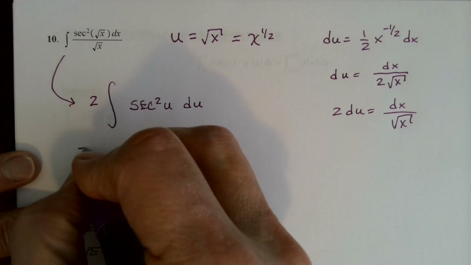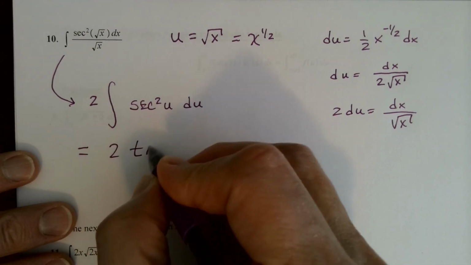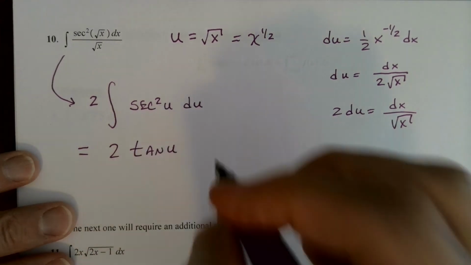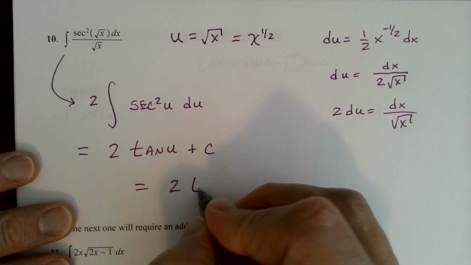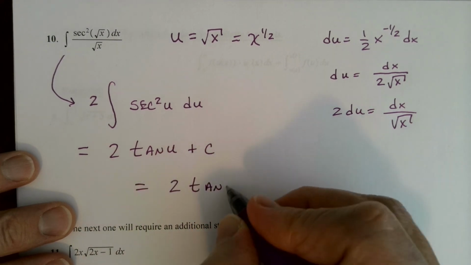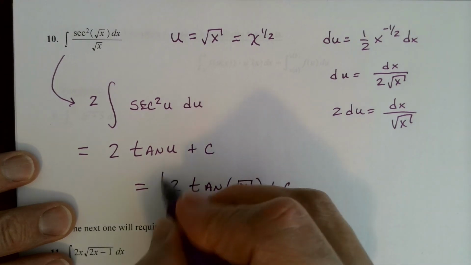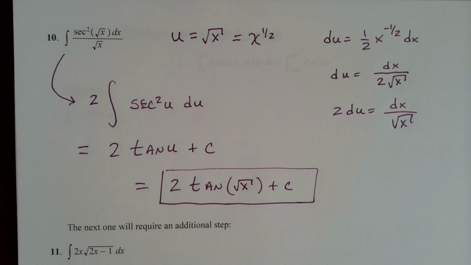What's the antiderivative of secant squared? We do know what that is. That is tangent. Yeah, because we said that the derivative of tangent is secant squared, so the integral of secant squared is tangent. And then I can go back to the original variable. Since u is the square root of x, this is 2 times tangent of the square root of x plus c. So very simple when we use substitution and how to attack these.